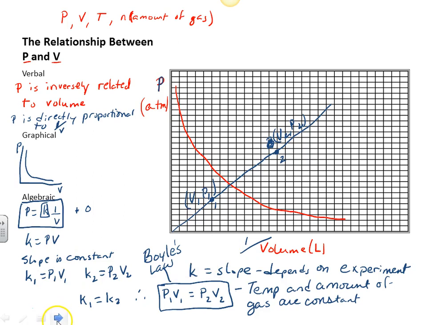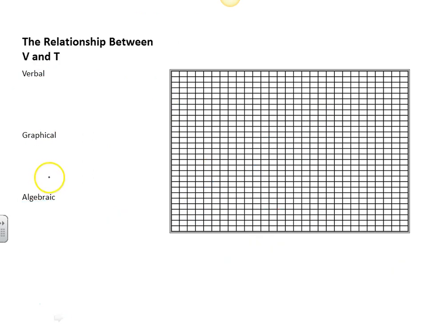All right, so equation 1 for Boyle's law is this. The linear form of Boyle's law is pressure equals K times 1 over V. Both of those are algebraic statements of Boyle's law. And verbally, Boyle's law says that pressure is inversely related to volume.